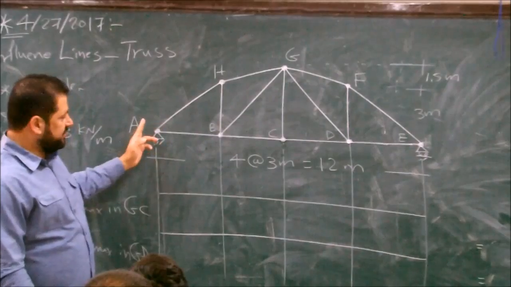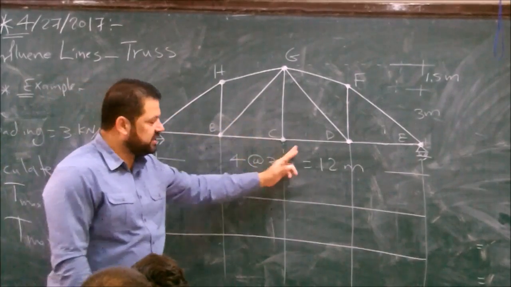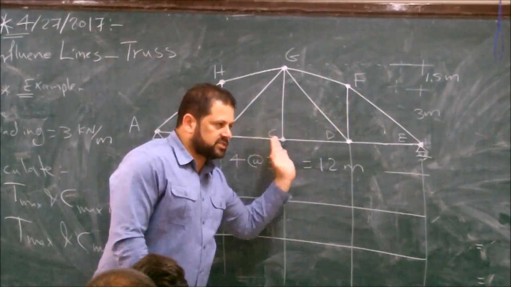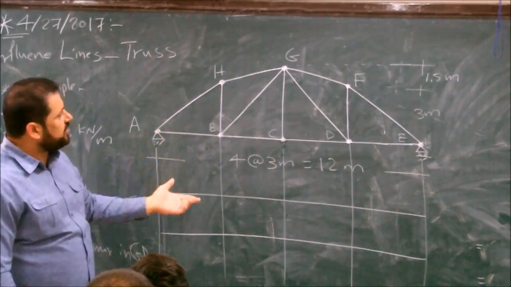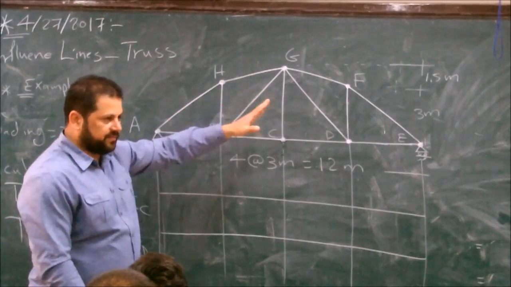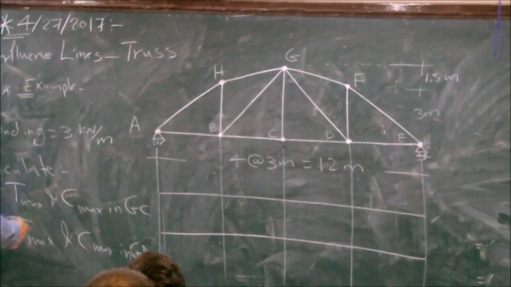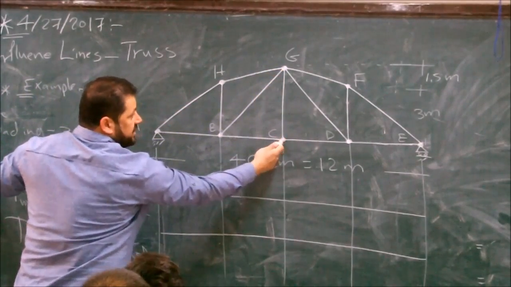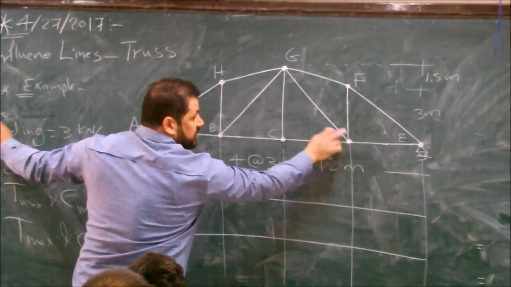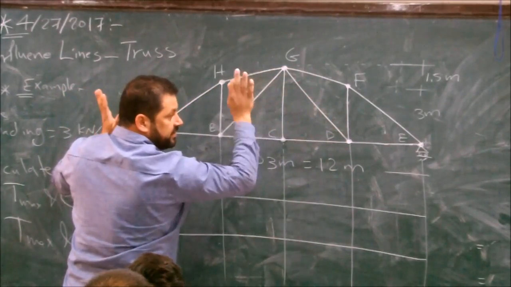The load will be moving from this location to this location to this location to this one, all the way to cross the bridge or to cross the truss. At each location, you are required to calculate the force in each member. In this question, for example, we are asked to calculate the influence line for member GC and GD. We can do the same for any other member.